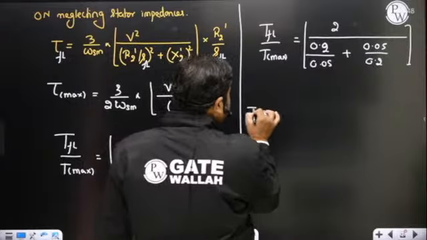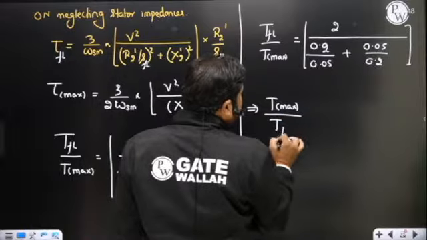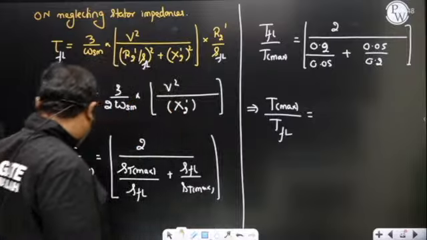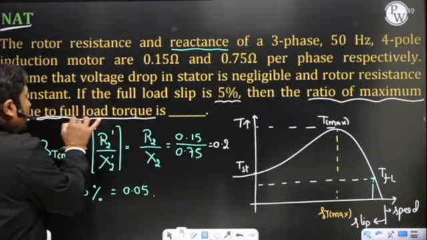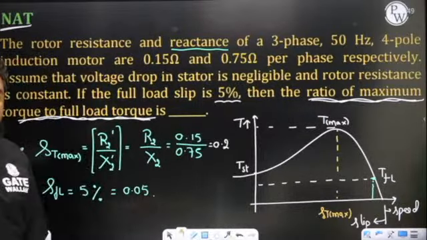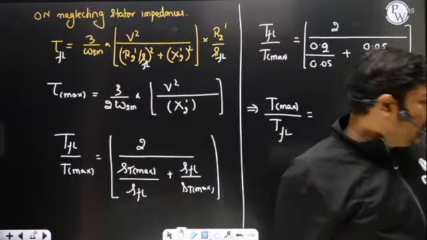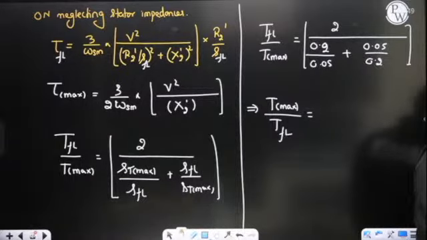Once you have the ratio, you can find maximum by full load. Most of the students make the mistake in the NAT. They put the same value. However, whenever you are solving the question, you need to go through the last line more than one time. What type of ratio are they asking? Hoping you are able to understand up to this part. If you want to ask anything, please feel free to ask.